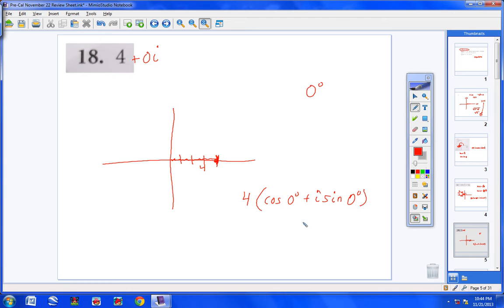Now if you put 360, I would have no problem with that, because the cosine of 0 is the exact same thing as the cosine of 360. So I would accept either one of those answers. All right, let me quickly grab a drink of water here, and let's move on to the next problem.